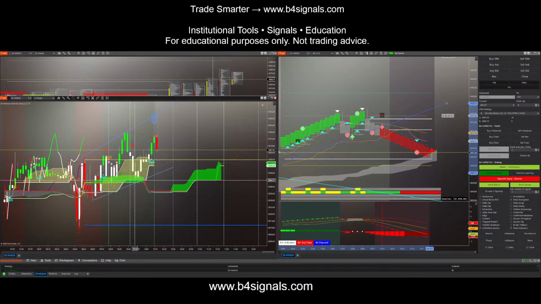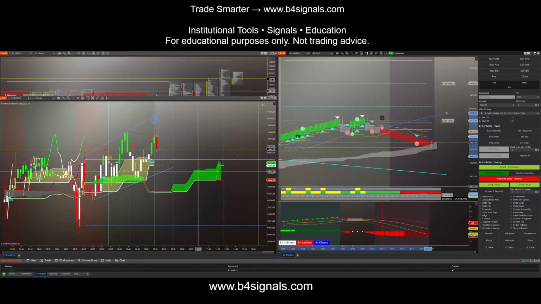this Kijun line. Where's that in the big scheme of stuff here? Let me zoom in. It's coming back and tapping your trend line here.